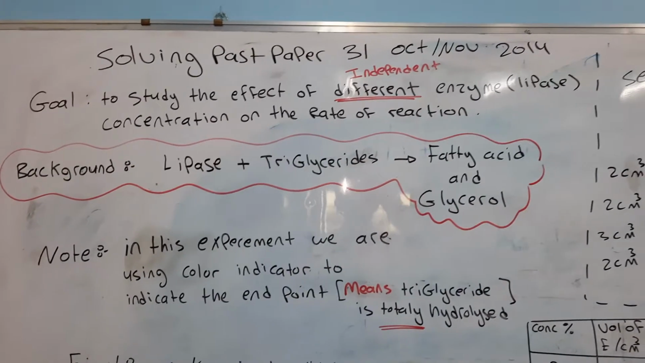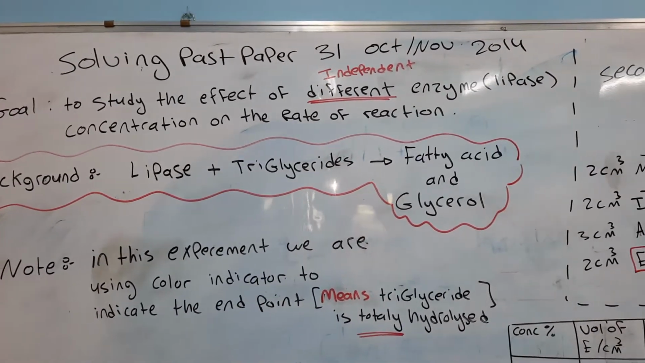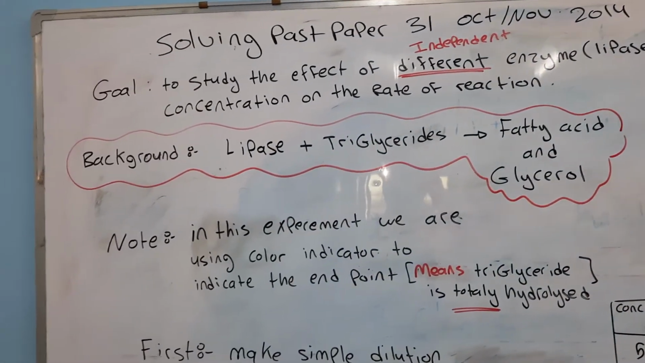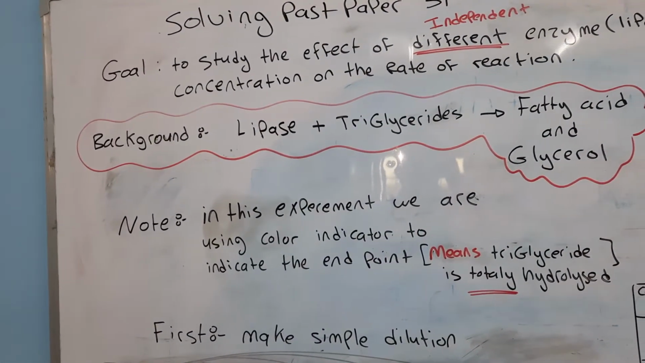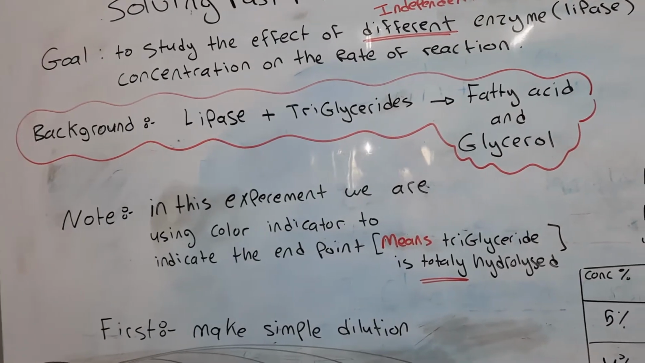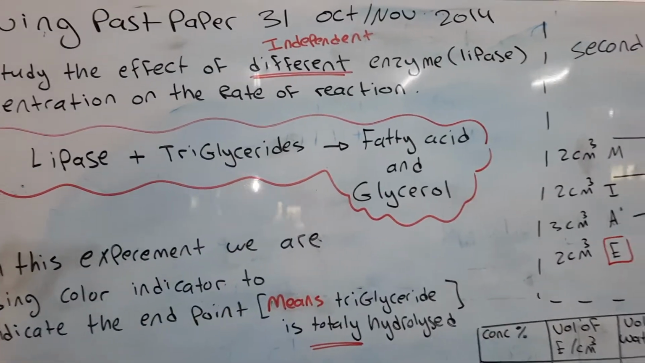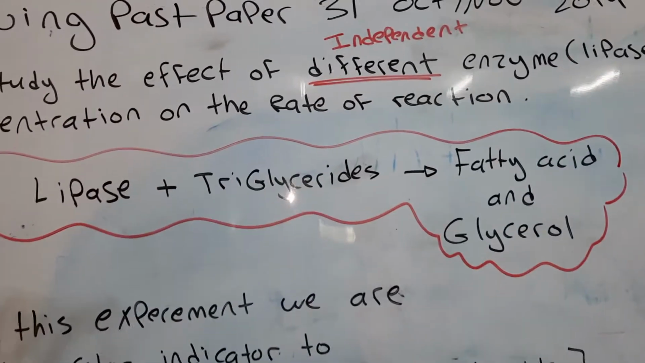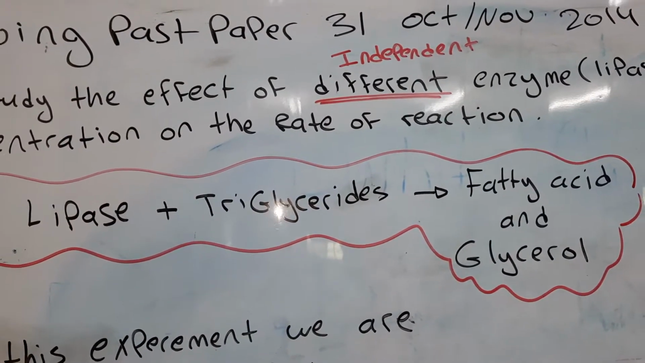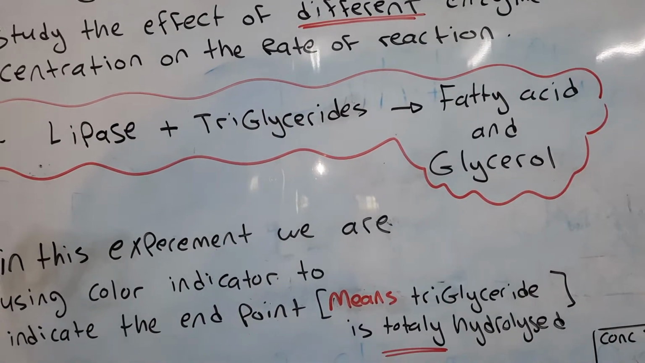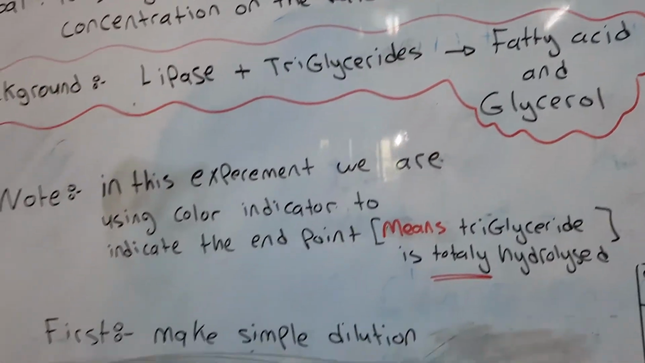Hello everyone, this is solving past paper 3-1, October, November 2014. Now in this lab we have a goal which is basically to study the effect of different enzyme concentration on the rate of reaction. The enzyme is a lipase enzyme, and as you can see the independent variable here is the different enzyme concentration, and we're going to measure the time needed for the substrate to be hydrolyzed.